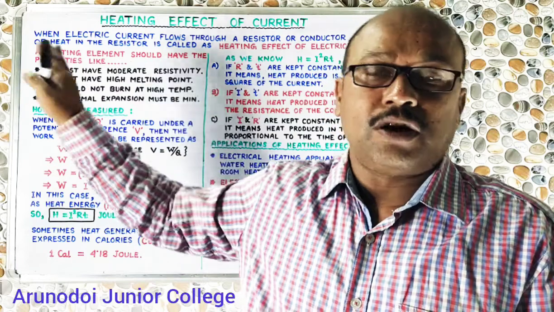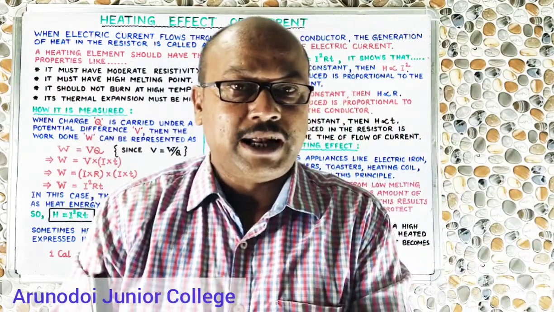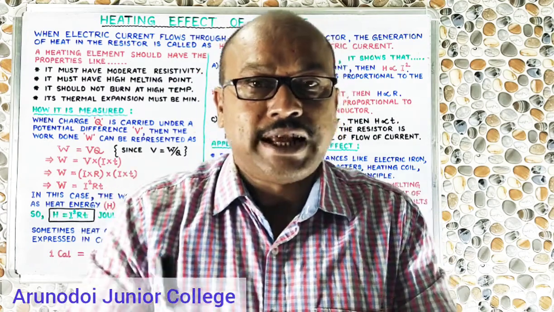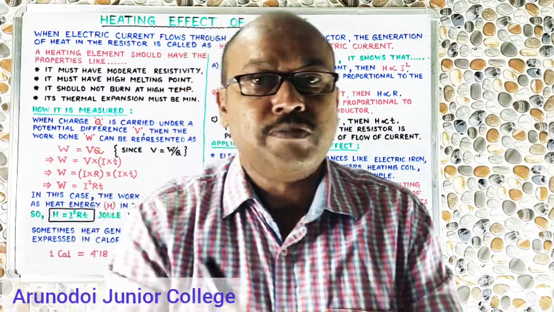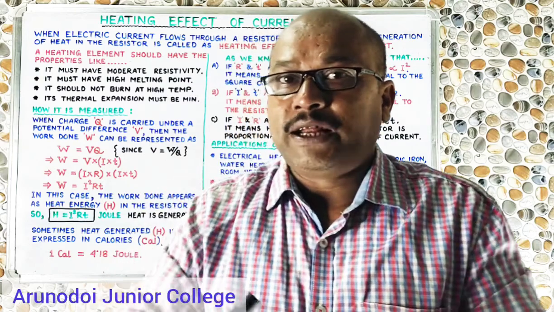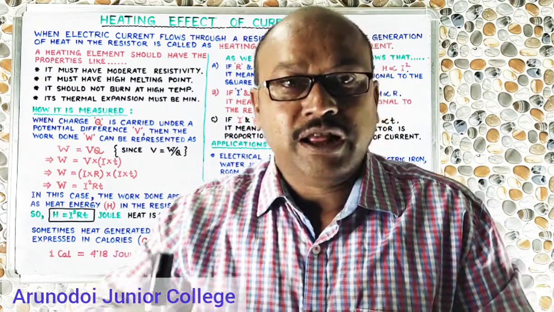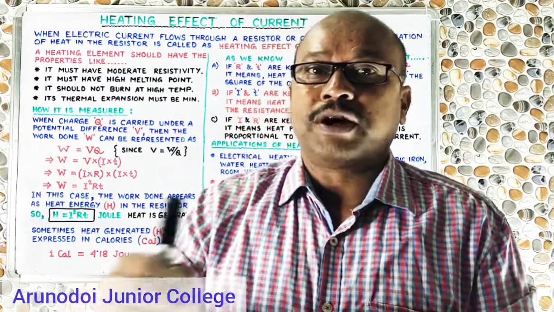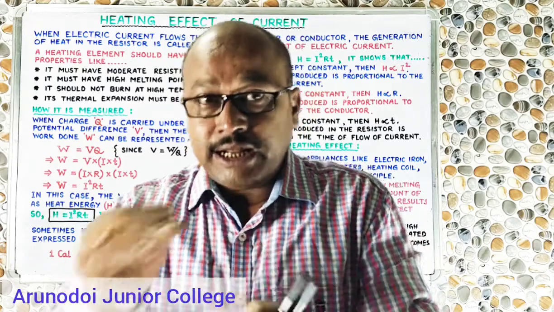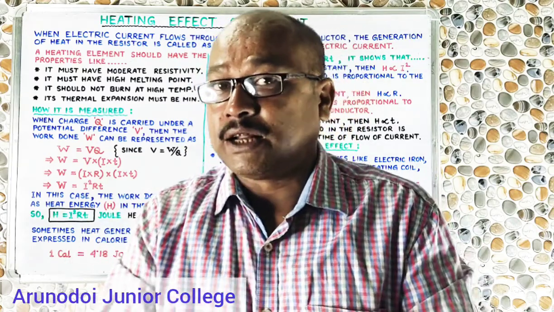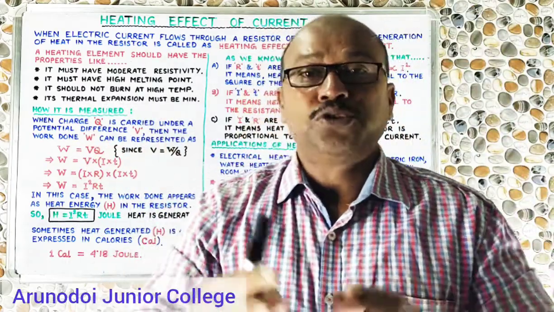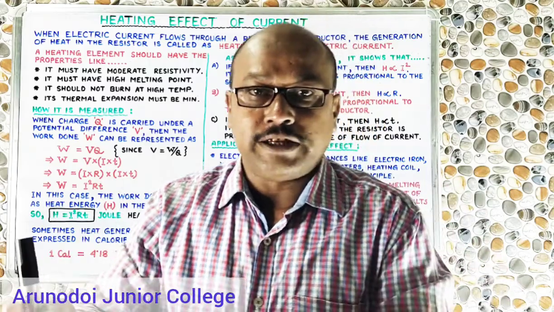Because these are conductors or resistors and they are made up of metal, and metals have a very important characteristic that they can get oxidized, meaning they can react with oxygen at high temperature to produce metallic oxide. Now if the heating element gets oxidized, then definitely it will be spoiled. That means the conductor will never maintain its property of conducting electric current. Therefore, when heat is generated, for it to continue to remain a conductor, it must have the third property that it should not burn or get oxidized at that high temperature.